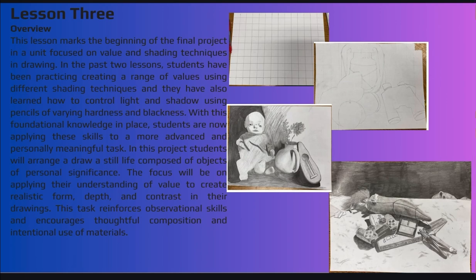We started with applying grids to our paper, and then we applied a grid to our photo, as well as turned our photo into black and white. And then we began to apply our shapes onto our grid and then our values onto our grid to create a large value drawing. And I have some examples here on screen.